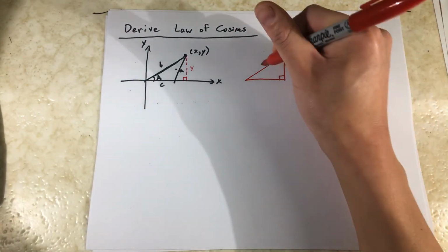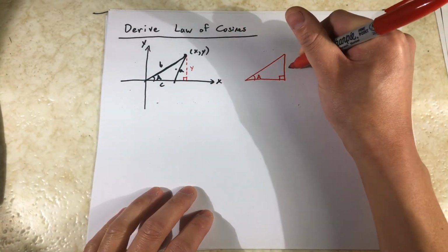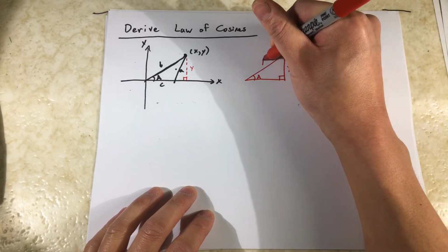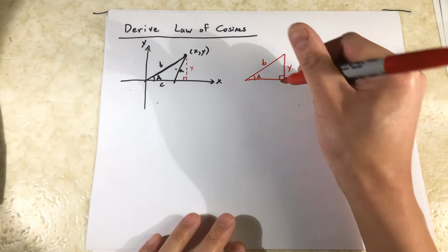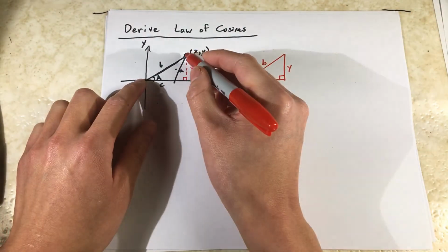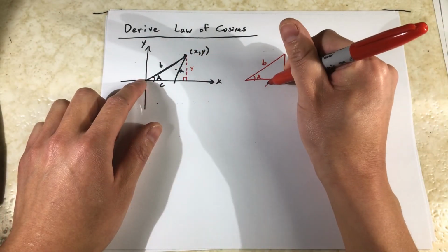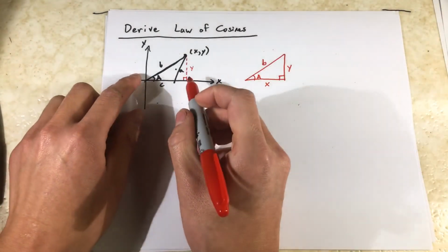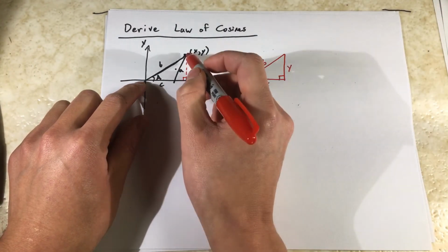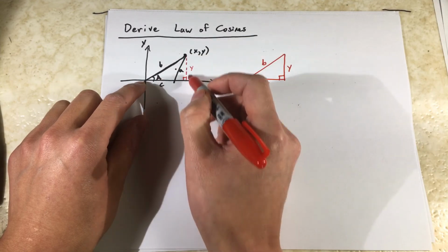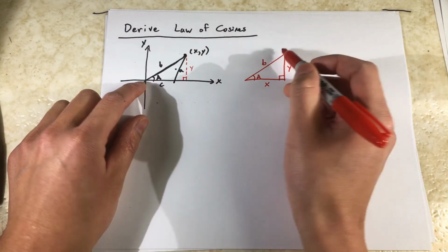All right, and it has angle A, side y, and hypotenuse b. And this side here is, again, a coordinate, so this is side x, because from here to here, that's how far to the right you have to go to get to this point. So x to the right, y up, x to the right, y up.